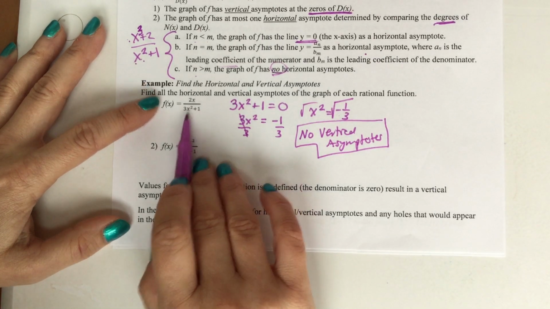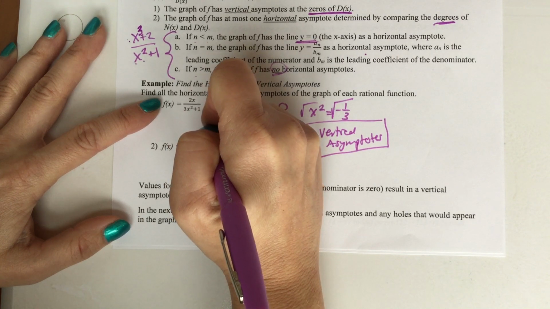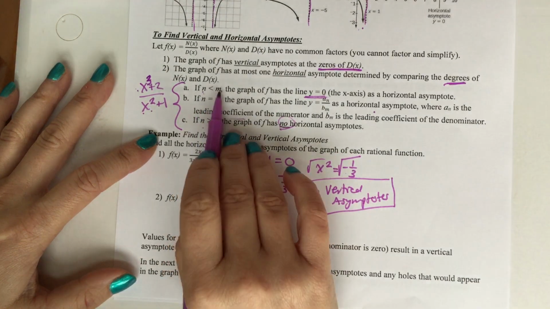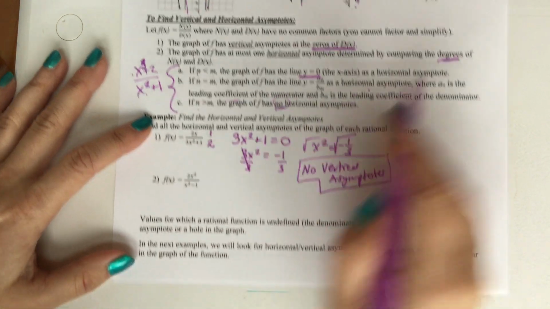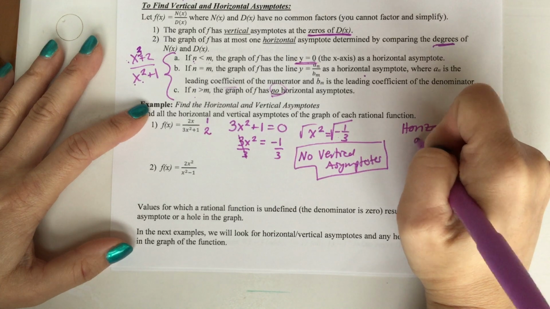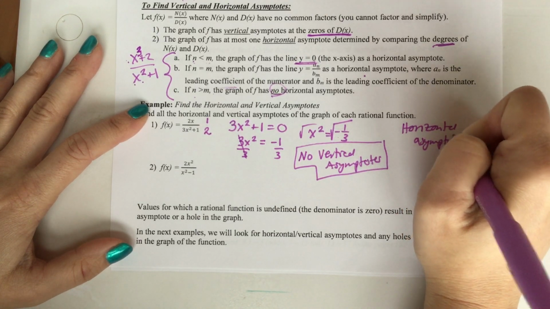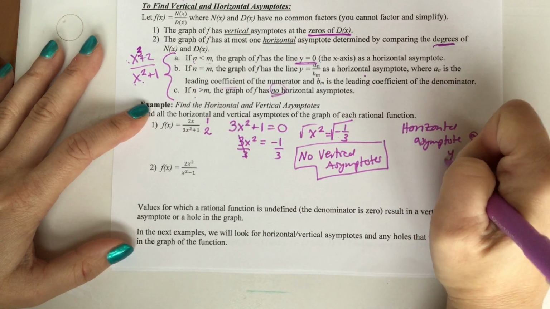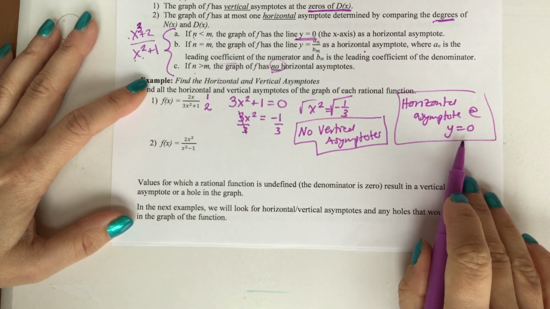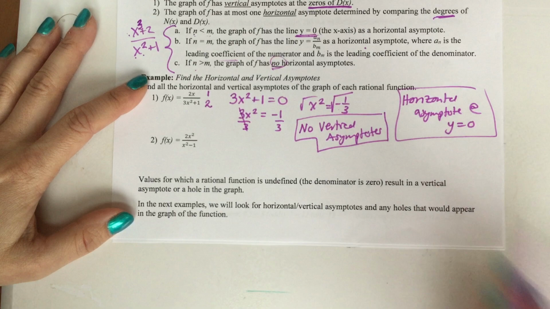Now I look at the degree. The top degree is 1. The bottom degree is 2. If the top is less than the bottom, like we have here, you have a horizontal asymptote at y equals 0. So this means as you go all the way to the left and all the way to the right, your graph will approach but not touch 0.